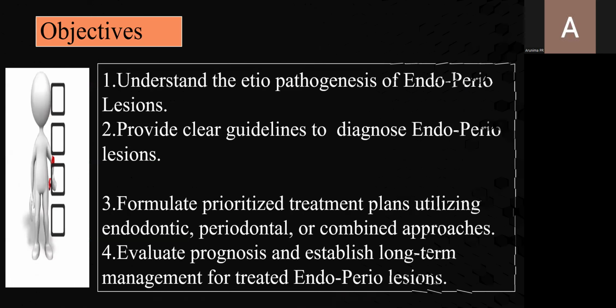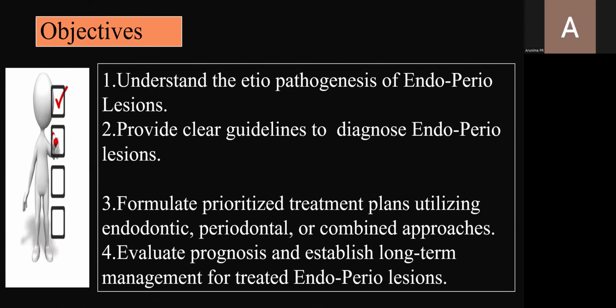So, what are the objectives of today's class? To understand the etiopathogenesis of endo-perio lesions, provide clear guidelines to diagnose endo-perio lesions, and formulate prioritized treatment plans utilizing endodontic, periodontal, and combined approaches. And the fourth objective is to evaluate the prognosis and establish long-term management for treated endo-perio lesions.